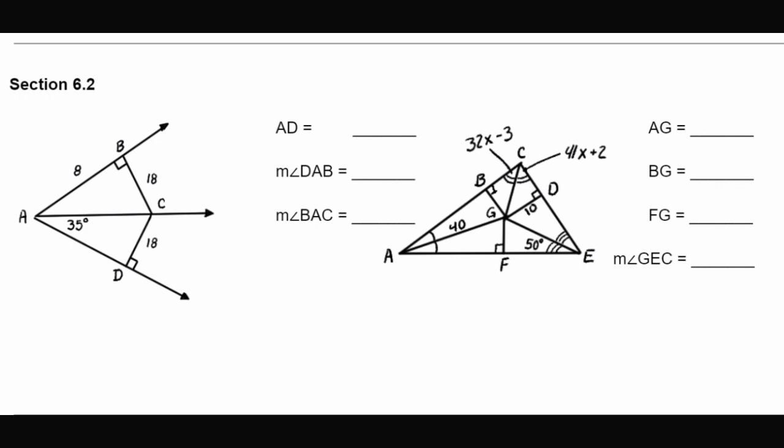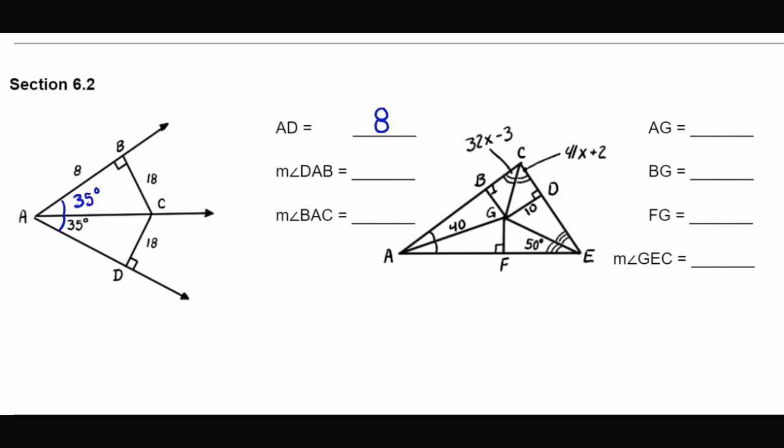Section 2, we're dealing with angle bisectors and the incenter of a circle. Since point C is equidistant to ray AB and to ray AD, that means it's on the angle bisector, which means that AB and AD have to be the same. And since AB is 8, that means that AD has to be 8.